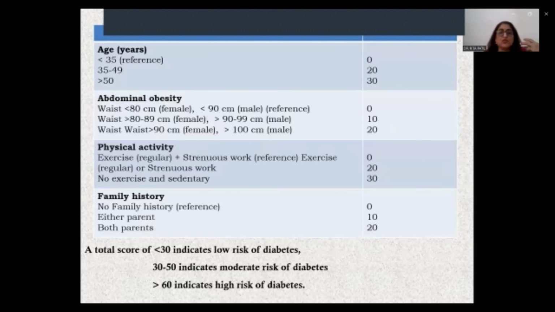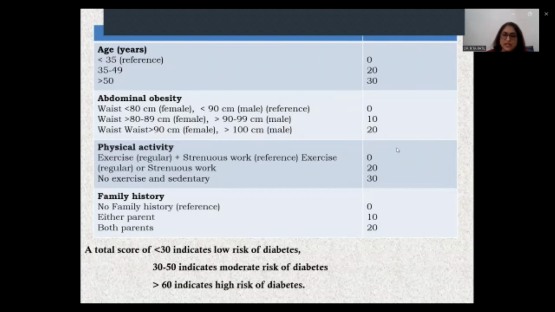For physical activity, regular exercise scored 0. Exercise or strenuous work, but not so regular, scored 20, and no exercise scored 30. As for family history, it is known that if either parent is diabetic, a child is prone to have diabetes, and if both parents are diabetic, then a person may be even more prone to diabetes.